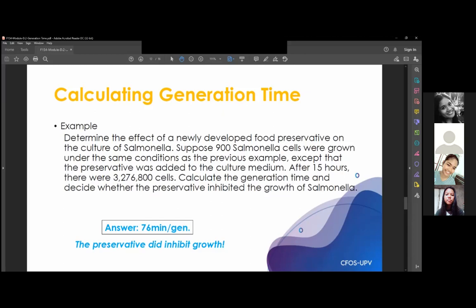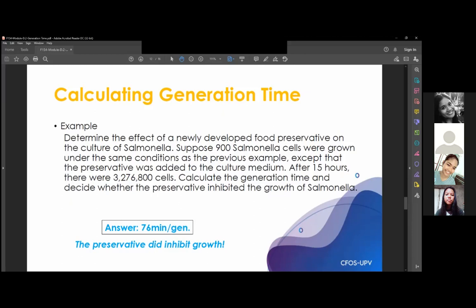So determine the effect of a newly developed food preservative on the culture of Salmonella. So praktisan nyo ito if you will be able to get the same answer. So ang question is, calculate the generation time and decide whether the preservative inhibited the growth of Salmonella. Kasi suppose 900 Salmonella cells were grown under the same conditions as the previous example, except that the preservative was added to the culture medium. So tingnan mo if after 15 minutes, there were 3.2. Calculate the generation time and decide whether the preservative inhibited.